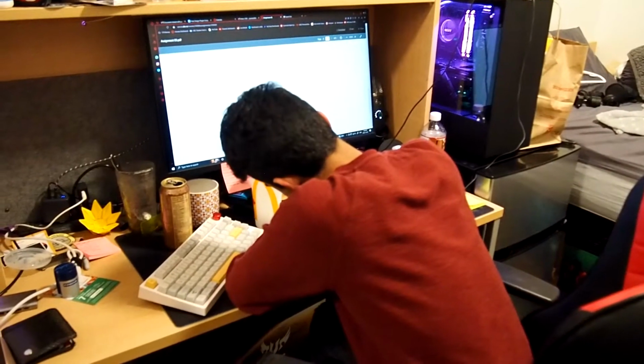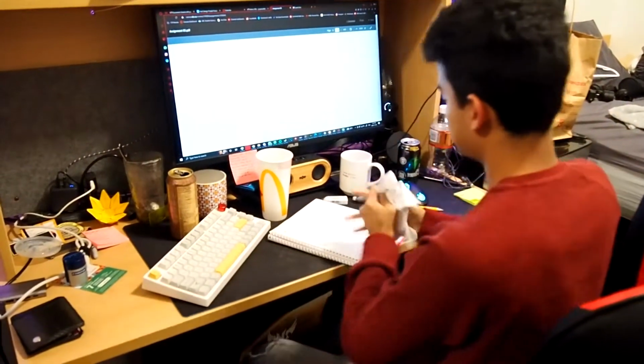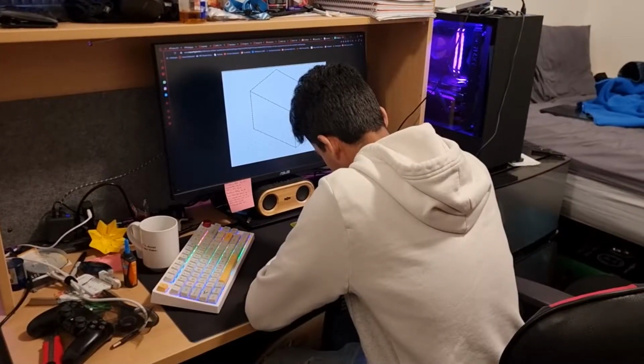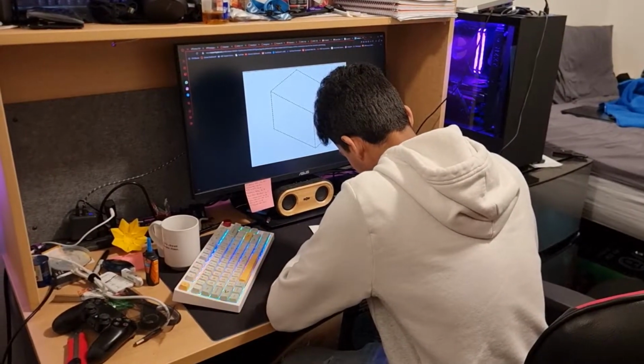This is a typical environment of an average university student. This is the average work environment of a student with a debt.